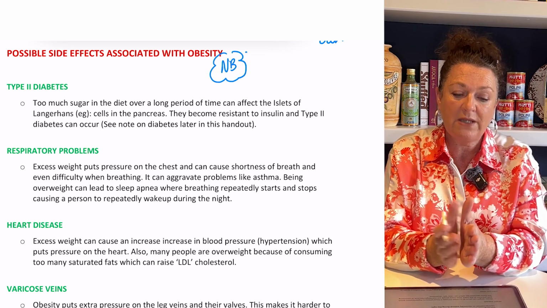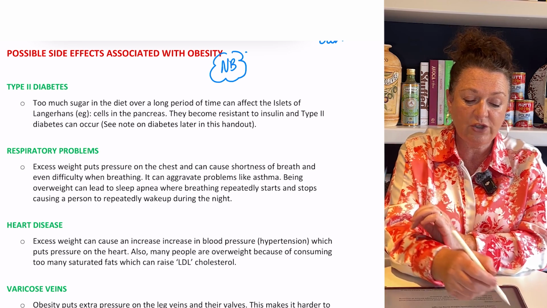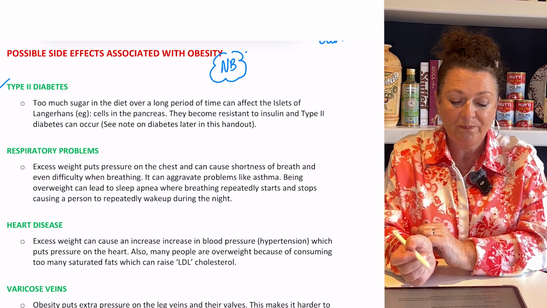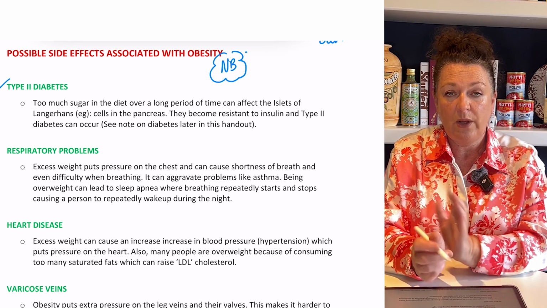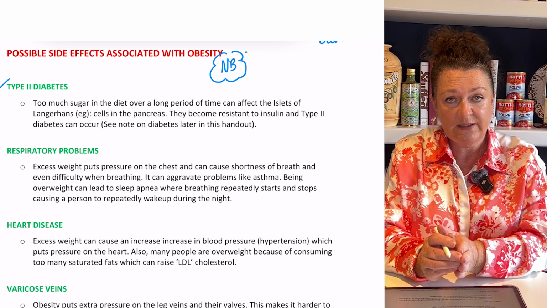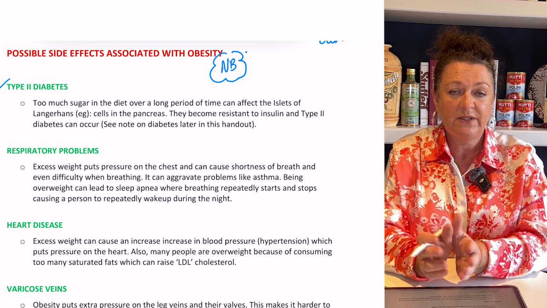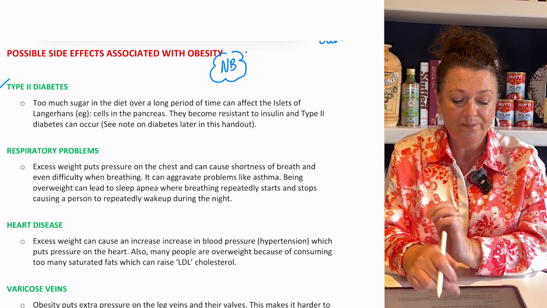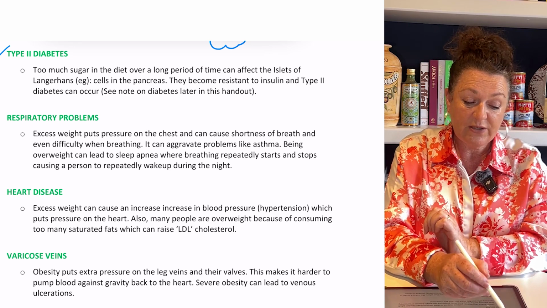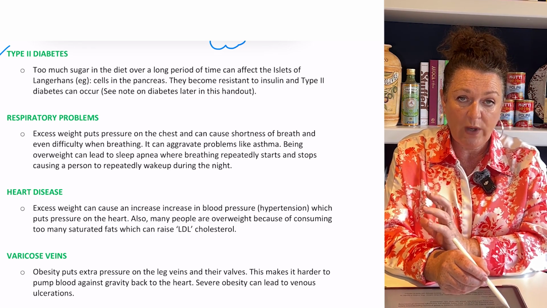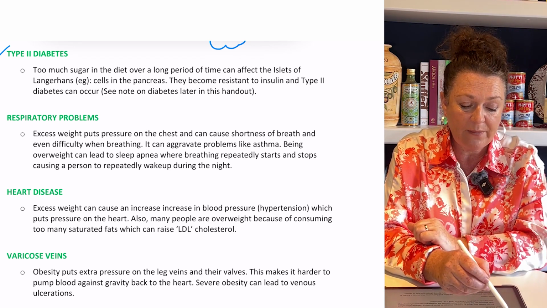If you are obese on a long-term basis, you could end up with type 2 diabetes. Now, I'm not going to cover that in today's lesson. We'll be looking at diabetes in a lesson on its own. But it certainly is a problem, particularly if the weight is around the midriff or the abdomen.